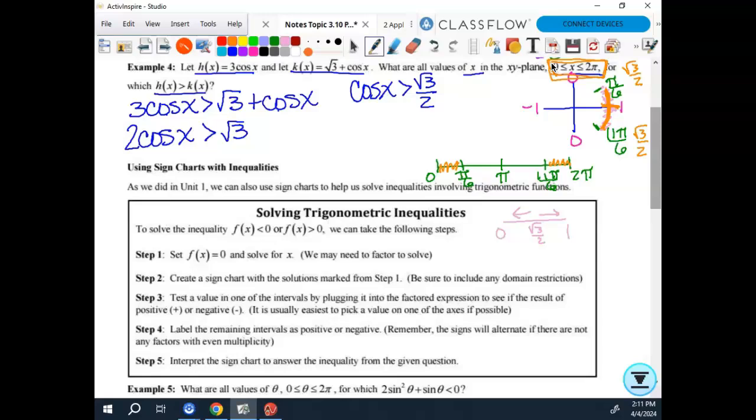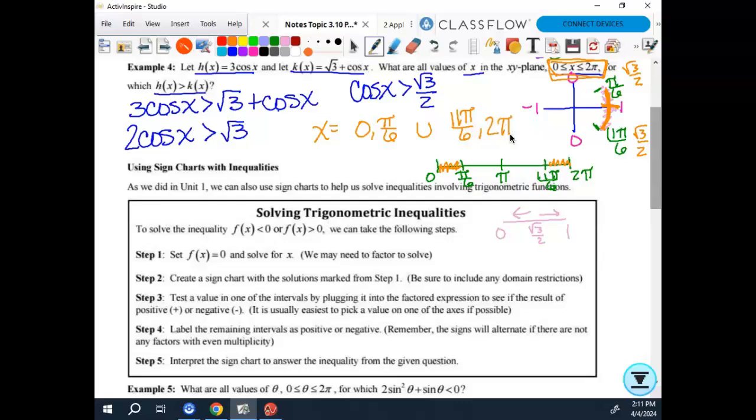All right, so here's what we write. So x is equal to, I'm going to leave off all brackets and parentheses first. We're going from 0 to pi 6. And then we're going to go from 11 pi 6 to 2 pi. Okay, everybody good with that much?